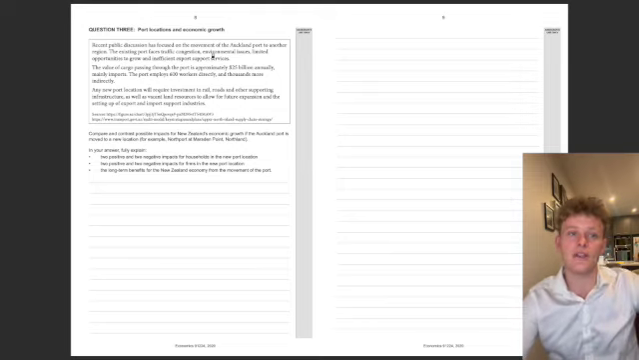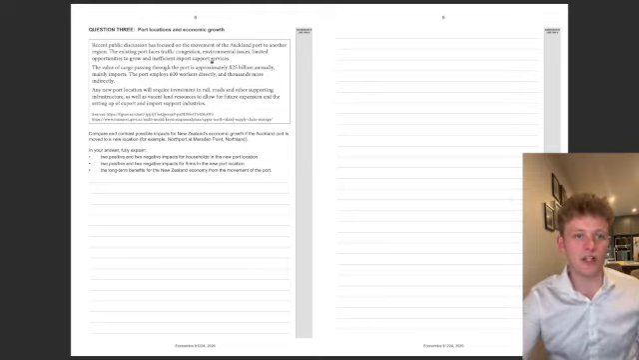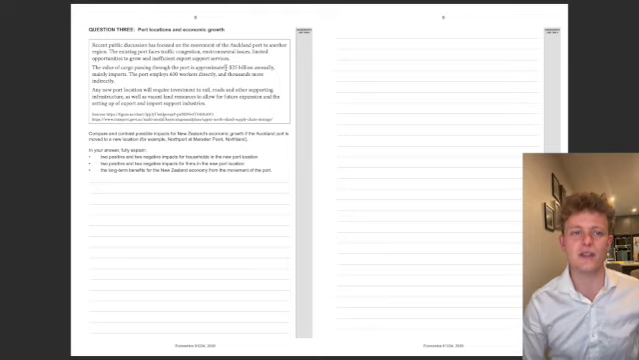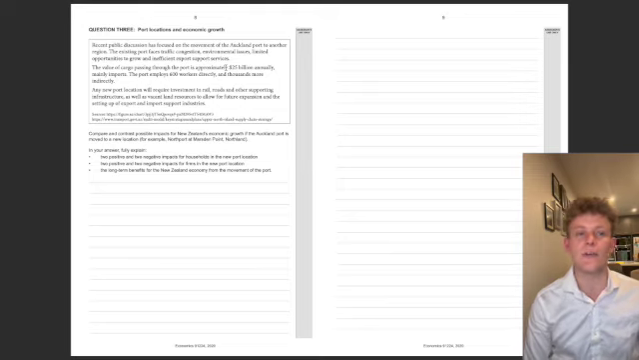Question 3, port locations and economic growth. Recent public discussion has focused on the movement of Auckland Port to another region. Existing port faces traffic congestion, environmental issues, limited opportunities to grow, and inefficient export support services. We're going to come back to all of those things. The value of the cargo passing through the port is approximately $25 billion annually, mainly from imports. The port employs 600 workers directly and thousands more indirectly.